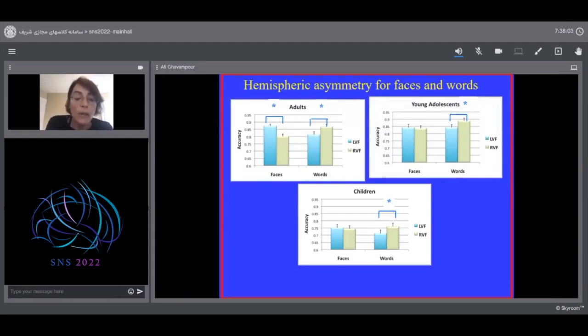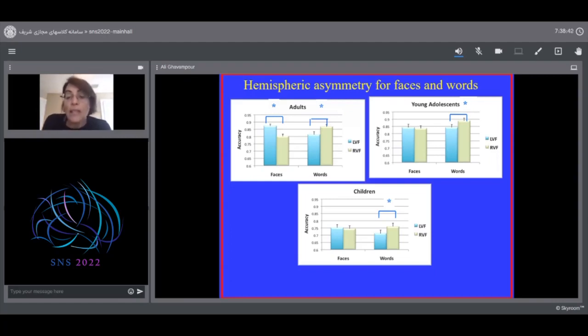The y-axis is accuracy. And if you look at just the left-hand graph, you can see in adults the standard profile in which face recognition is more accurate presented to the left visual field, i.e. the right hemisphere. And word recognition is more accurate presented to the right visual field, i.e. the left hemisphere. I'd like you also to notice, though, that even for faces in the right visual field, i.e. going to the left hemisphere, recognition is about 80%. So this shows bilateral activation with this graded asymmetry.